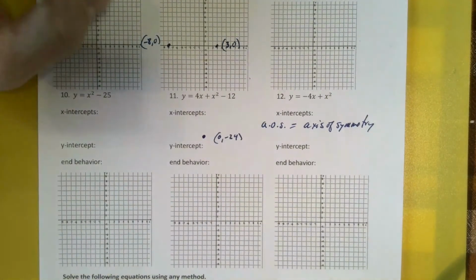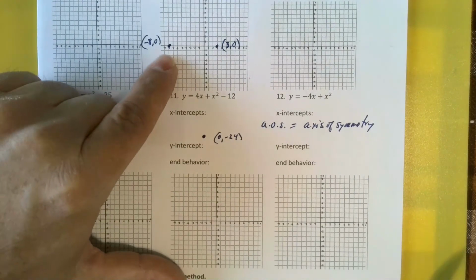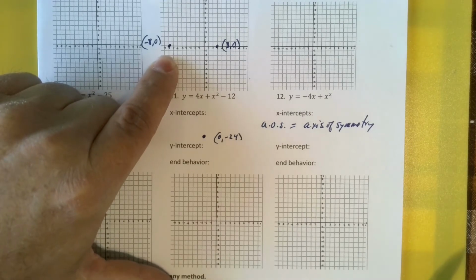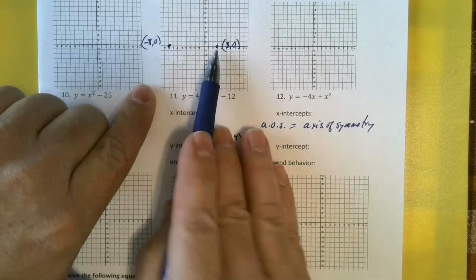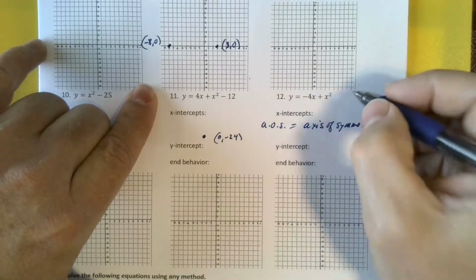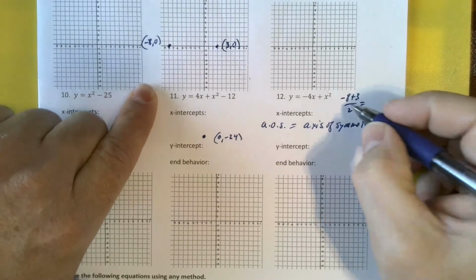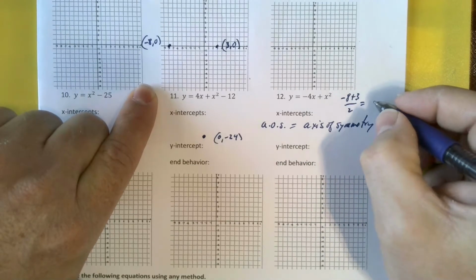Just like count? I could do that. There's an easier way, I think. Anybody? No? Add them up and divide by 2. So you're going to go -8 plus 3, and you divide that by 2, and that's going to give me, what's that, -2.5?